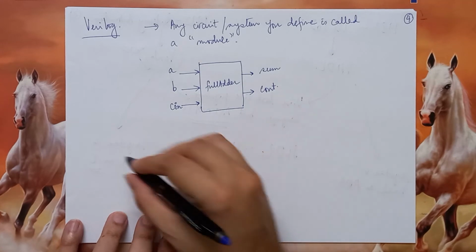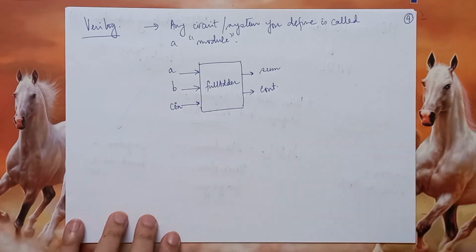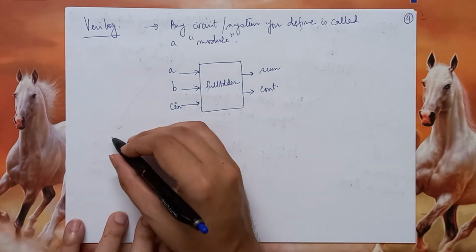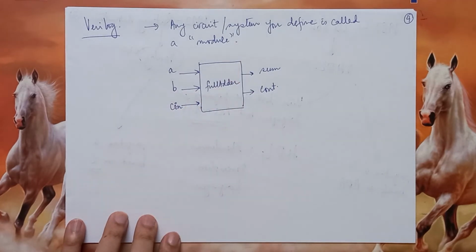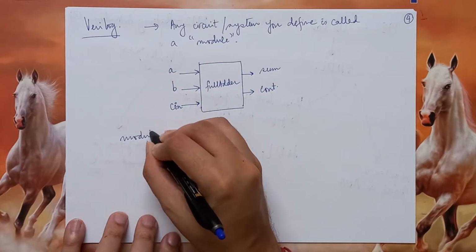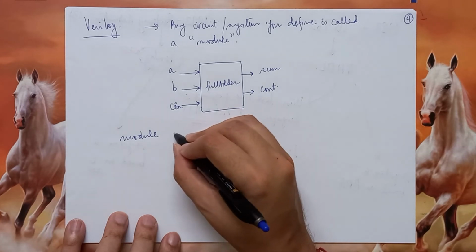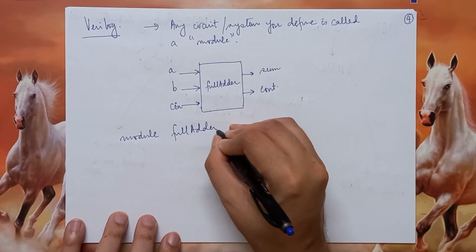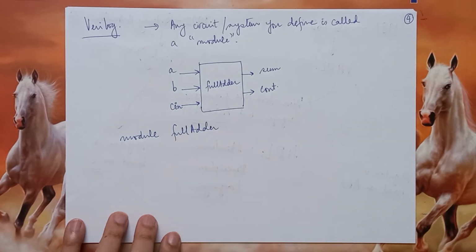So therefore, the first line that you write in any Verilog code, now we are not going to call these programs. We are going to call them codes or descriptions. In a Verilog description, the very first line that you write is the module description. That is module, let me call this full adder. Now in place of this word, you can have the name of any module or the circuit or the system that you are designing.